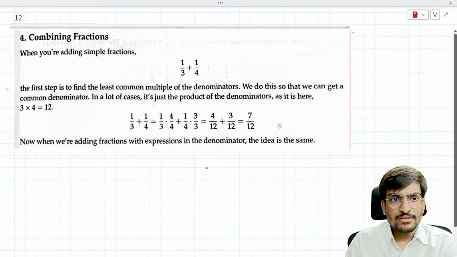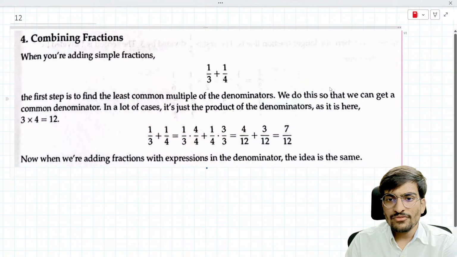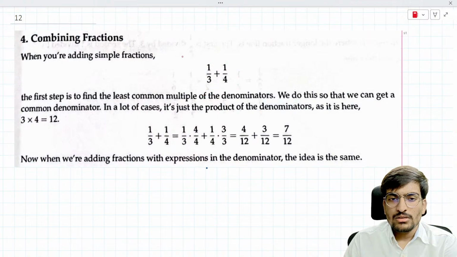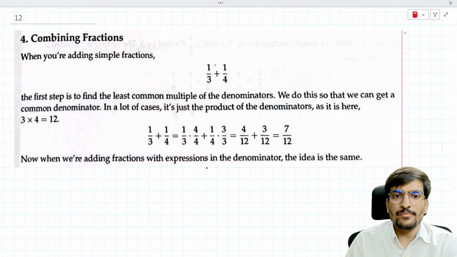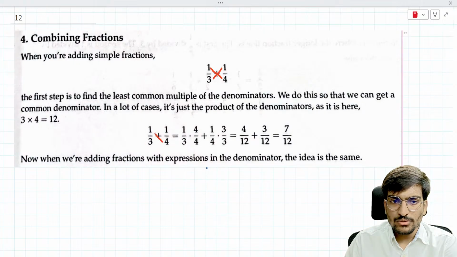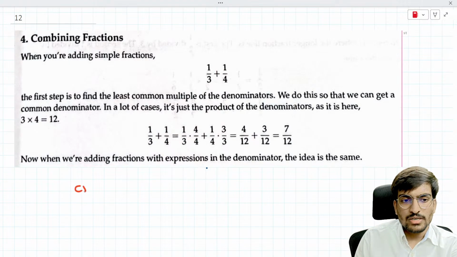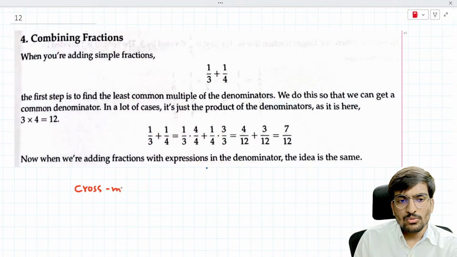Combining fractions. So how do we combine fractions? Here 1 by 3 plus 1 by 4. We combine it by cross multiplying, that is one method, or the other method is LCM. So we multiply 4 into 1, we multiply 3 into 1. I'll just do it and show you by cross multiplication. I think you already know this thing.